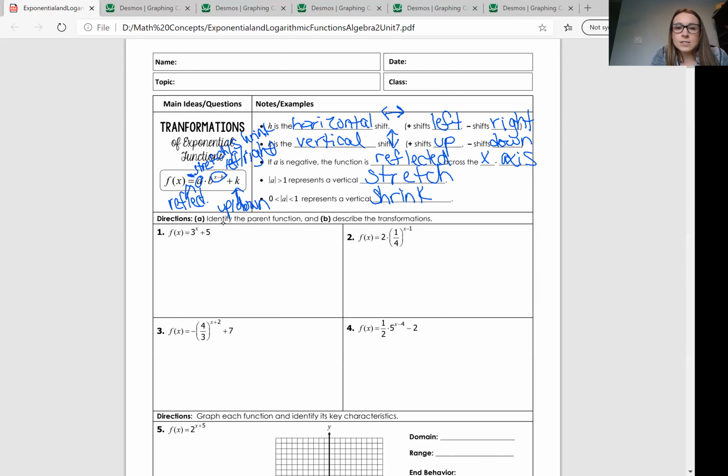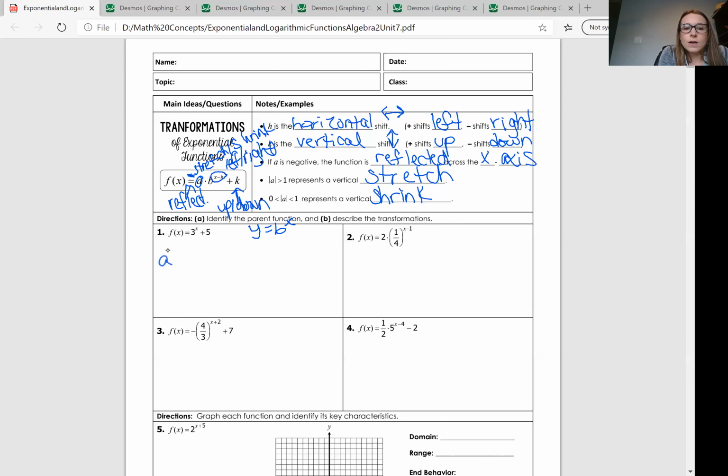You can watch this. Luckily, this is a video. You can replay it over and over. You can take notes, write your own notes, whatever you need to do in order to understand this. So for 1 through 4, it says a, identify the parent function. Remember, the parent function is y equals b to the x power. And then describe the transformation.